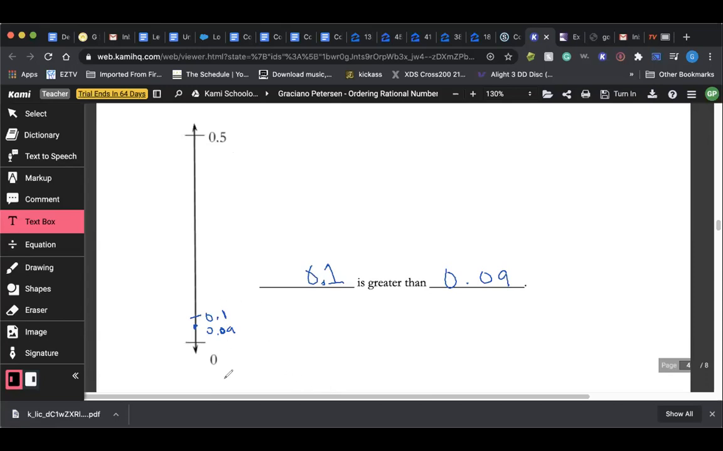But both of them should be closer to 0 than to 0.5, right? Halfway between 0 and 0.5 would be 0.25, somewhere over here. So remember that 0.1 and 0.09 are going to be closer together in value.